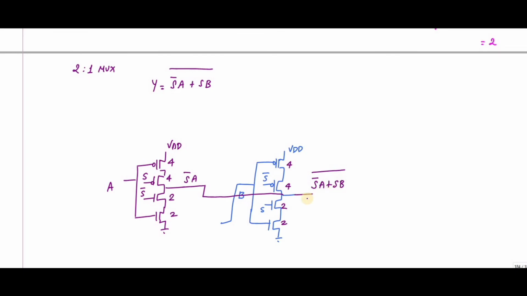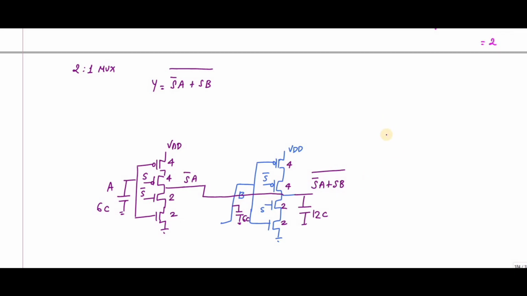So what is my output capacitance? The output capacitance value is, since it is connected to 4 transistors, 8, 10, 12. So this is 12C. And what is this one? This is 4 plus 2, which is 6C. And this one is also 6C.